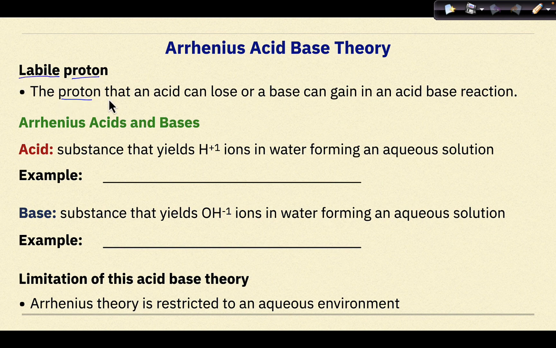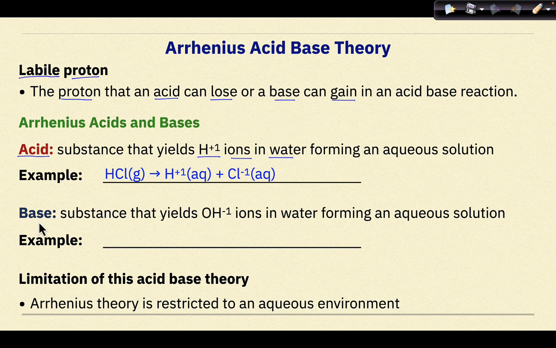This is the proton that an acid can lose or a base can gain in an acid-base reaction. Let's talk specifically about Arrhenius acids and bases. In this theory, an acid is a substance that yields hydrogen ions in water, forming an aqueous solution. An example of this is hydrogen chloride gas being bubbled into water, forming hydrogen ions and chloride ions.